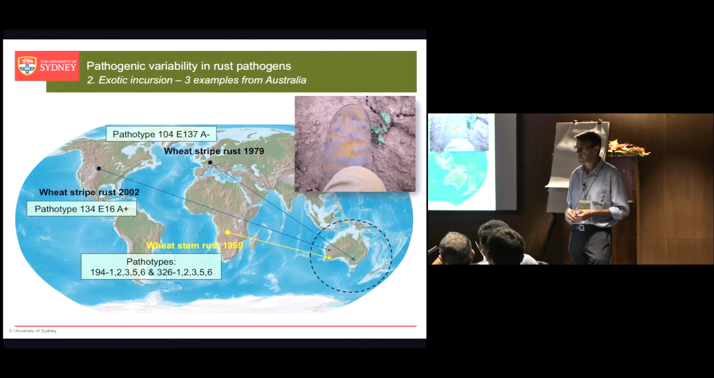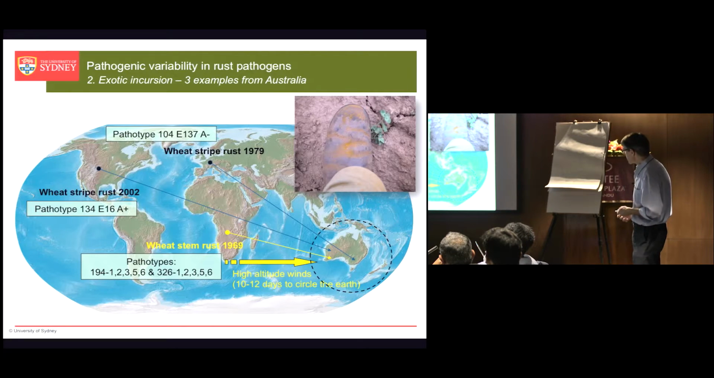A lot of breeding programs had to throw out a lot of germplasm, farmers had to spray crops, we've had mutations in those pathotypes, varieties have been lost, just as a result of 2 exotic incursions.